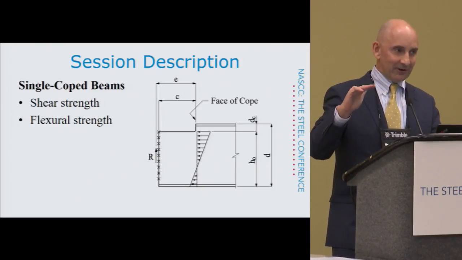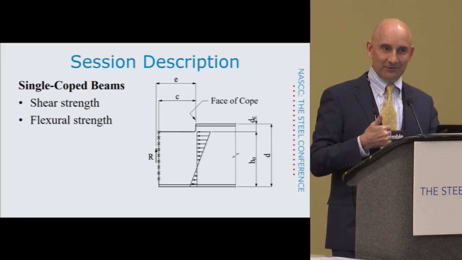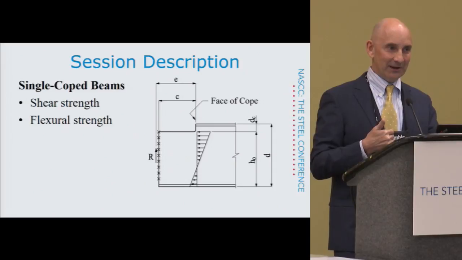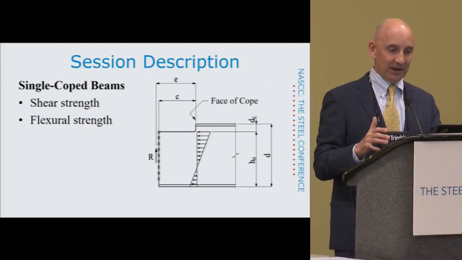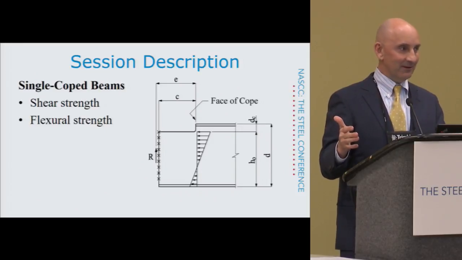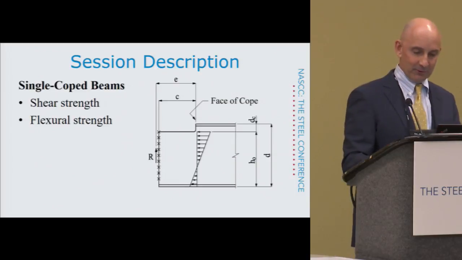But once we go over the background of that flexural strength, then it's up to you as an engineer to use your judgment and what you know about how this beam is going to behave, how this cope is going to behave, to come up with your design method for the axial strength of this cope. So that's what we're going to do.